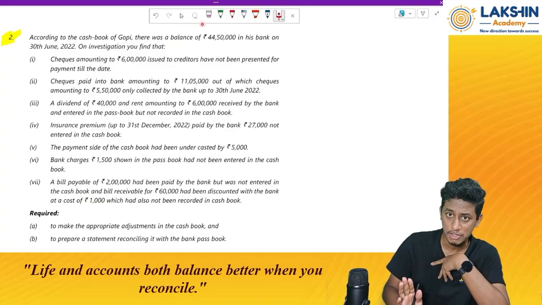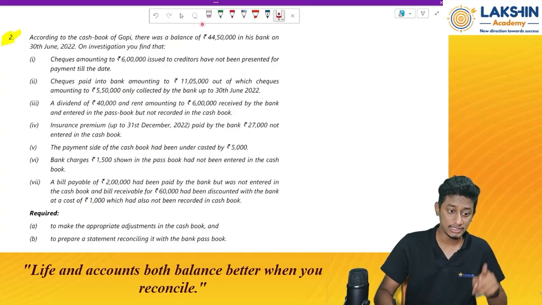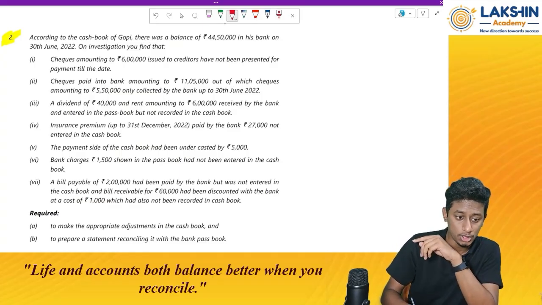So I have made the entries in my cash book. Yes, I have made the entries in my cash book. Done and dusted. No need to look at it again. This will be taken to what? BRS. This will be taken to BRS.